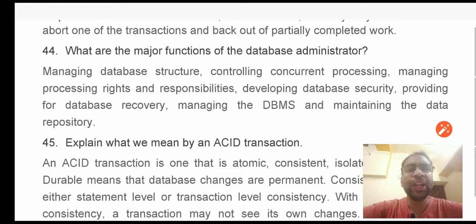Obviously, the administrator is very different from the database designer. The database designer purposely designs the database, whereas the administrator basically controls the transactions and the database.